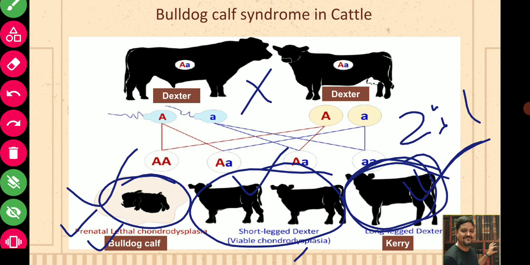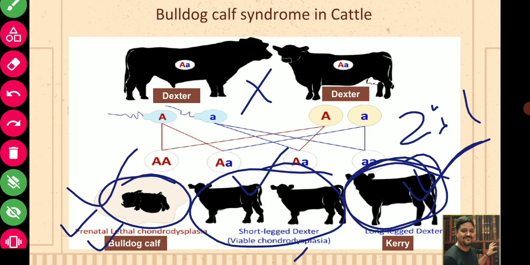So you may be asked in examination to write a brief about bulldog calf syndrome. So you have to write that it is an example of lethal gene inheritance, and which lethal gene inheritance? It is semi-dominant or intermediate lethal inheritance. Okay, so this was about the semi-dominant or intermediate lethal inheritance.